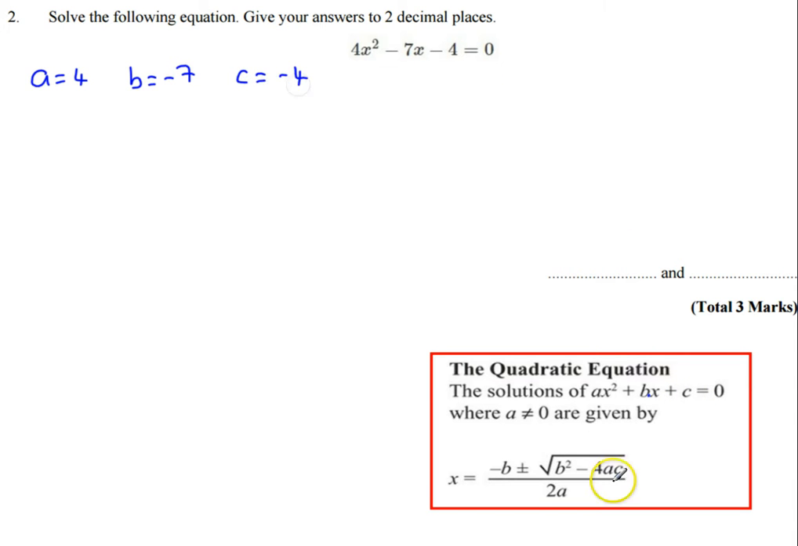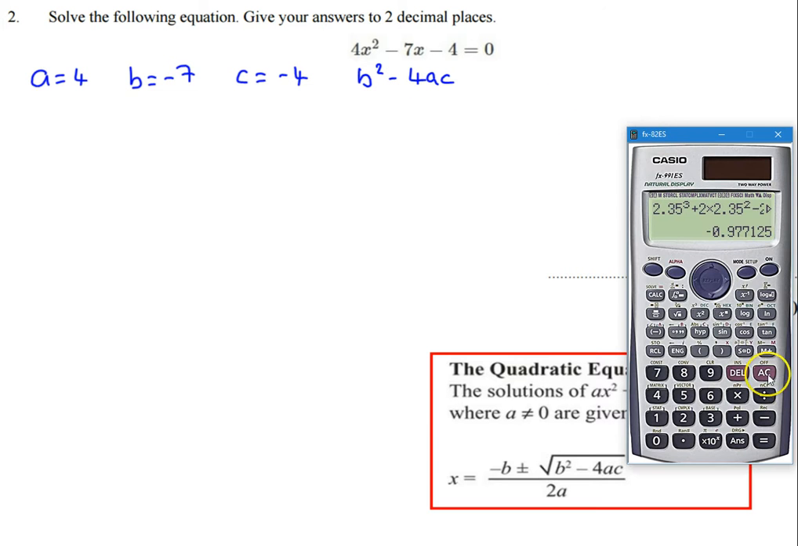Okay, the next thing we want to do is work out this bit here called the discriminant, which is b squared take away 4ac. So I'm going to write down what that is. B squared take away 4ac. If I use my calculator, b is negative 7, so I want to do negative 7 squared. When I put this into my calculator, I'm going to put the negative 7 in brackets, and my negative 7 squared is going to look like that.